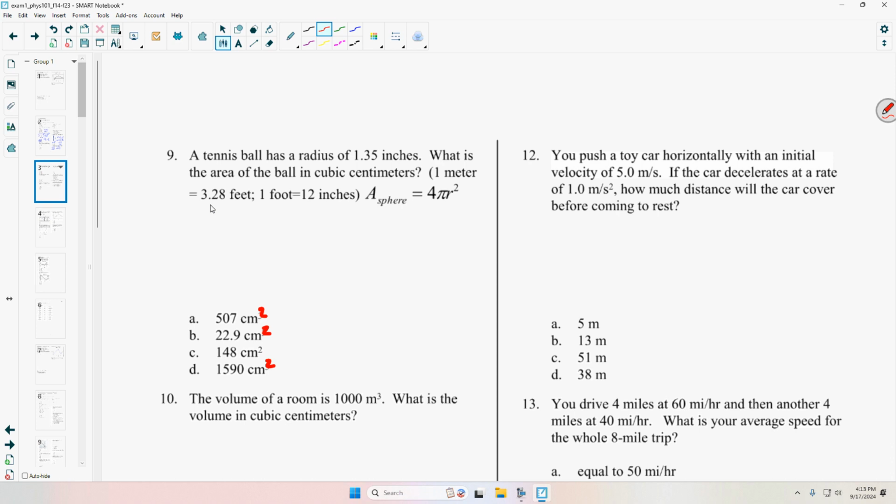Is that clear? And also, this should have been not cubic, but square centimeters. So sometimes I'll have a typo. I corrected it in class, but I didn't correct it on the electronic version.